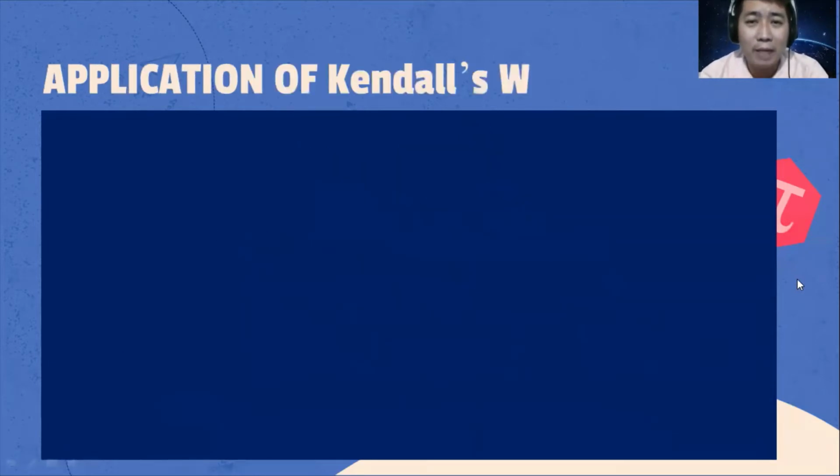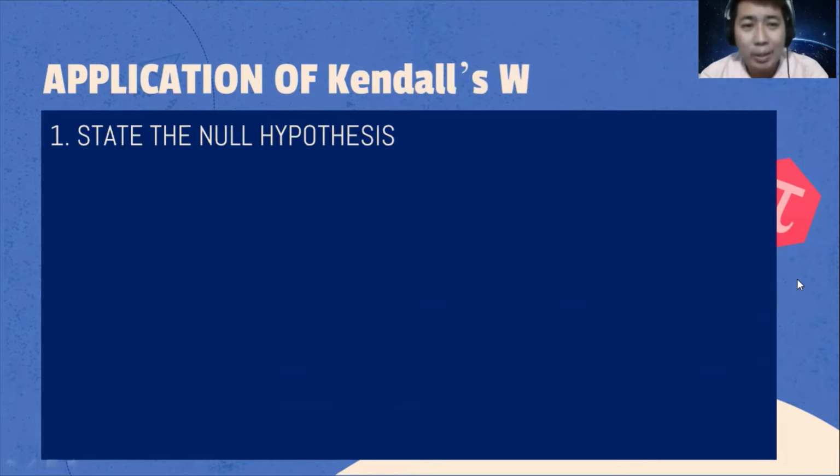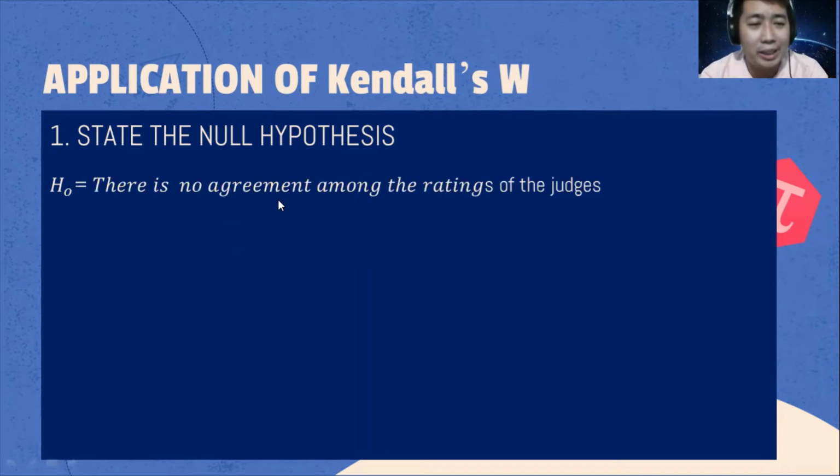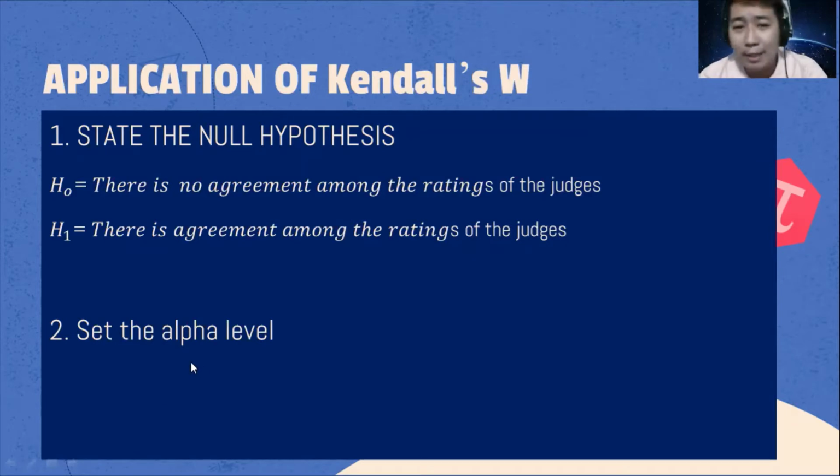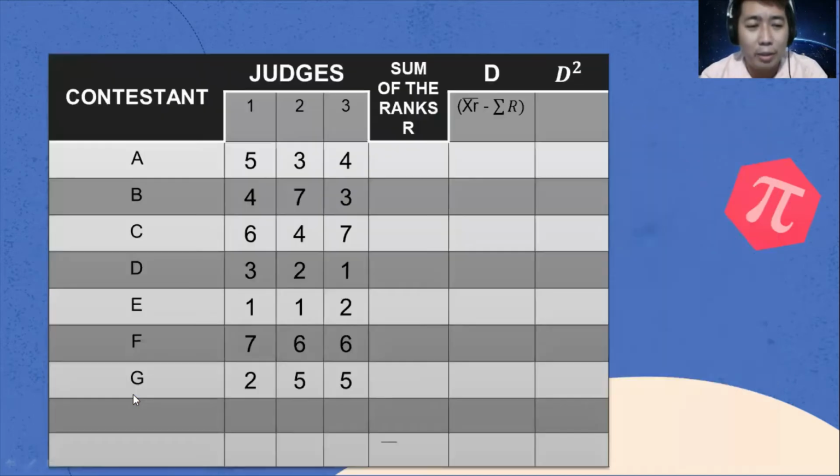Okay, the application of Kendall's W in the field of research. First, we are going to state the null hypothesis. H sub 0 or the null hypothesis: there is no agreement among the ratings of the judges. H sub 1 or the alternative hypothesis: there is an agreement among the ratings of the judges. Set the alpha level, that is 0.05 or 5% margin of error.